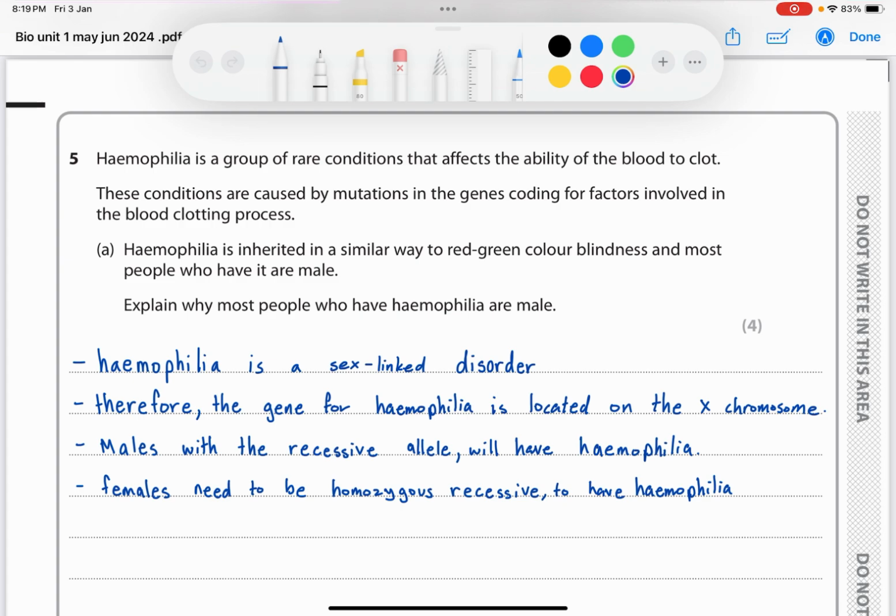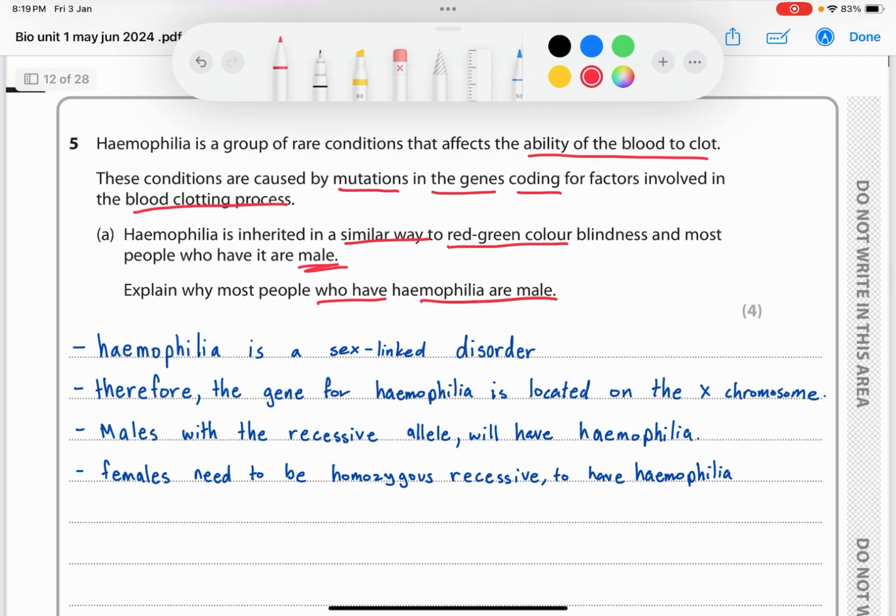Hemophilia is a group of rare conditions that affects the ability of the blood to clot. These conditions are caused by mutations in the genes coding for factors involved in the blood clotting process. Part a. Hemophilia is inherited in a similar way to red-green color blindness, and most people who have it are male. Explain why most people who have hemophilia are male.